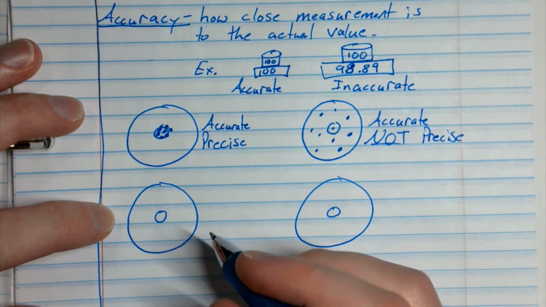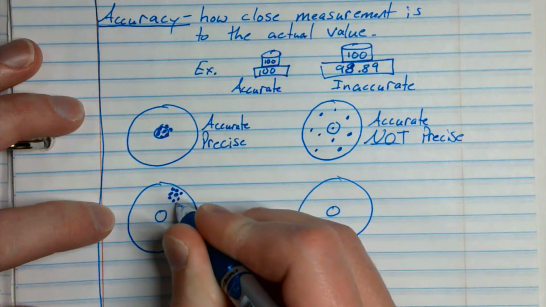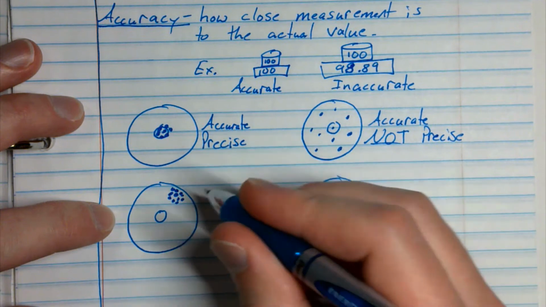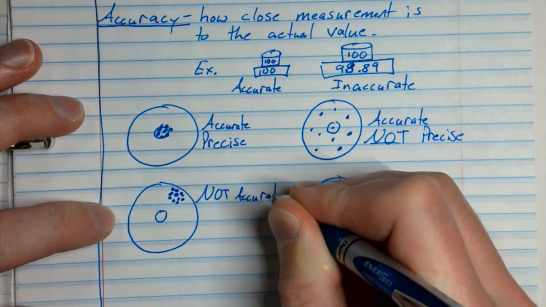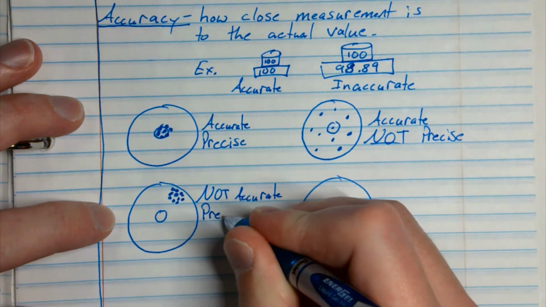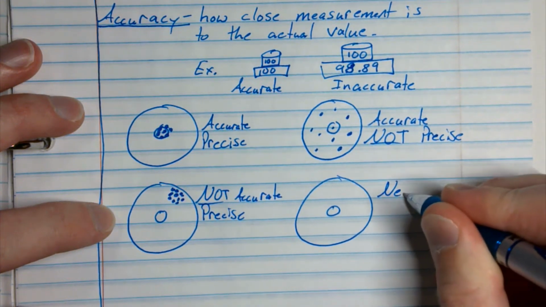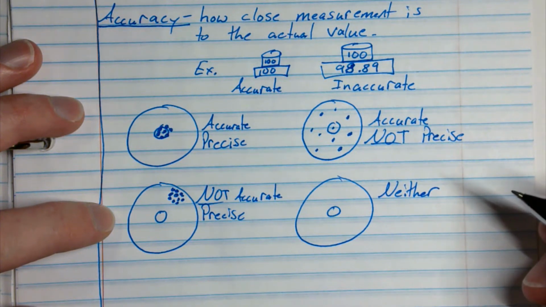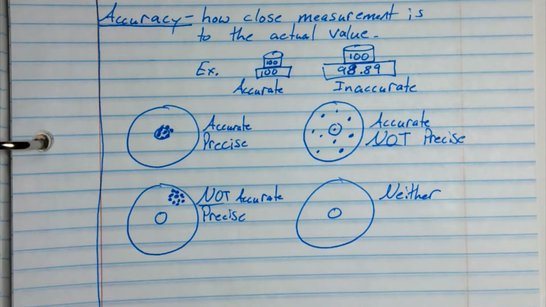Okay, and so then we have number three. We have the dots up here, really close together, but not in my bullseye. So this one is not accurate, but it is precise. And then I'm just going to put neither. Is it IE? I don't know. So there's that. So we have our targets.